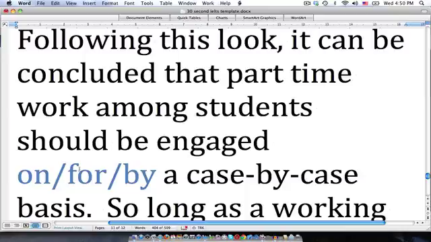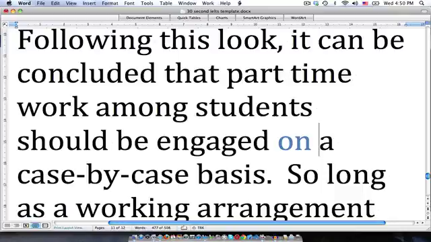Now, "engaged" doesn't couple with "on," but "case-by-case" is a phrase that does couple with "on." So we would say "engaged on a case-by-case basis." To describe some other ways that we could use this, we might say this is an action that should be taken on a case-by-case basis, or these are plans that unfold on a case-by-case basis.